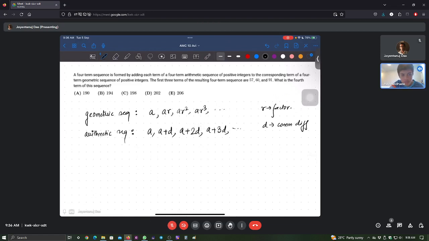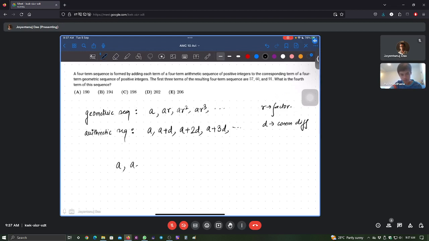A four-term sequence is formed by adding each term. So I was asking, a four-term arithmetic sequence, I will have only four terms, right? So I have this much only, a plus 2d and a plus 3d. So up to this much I only have, right? So this is a four-term arithmetic sequence, right?